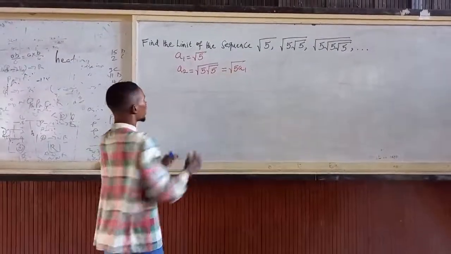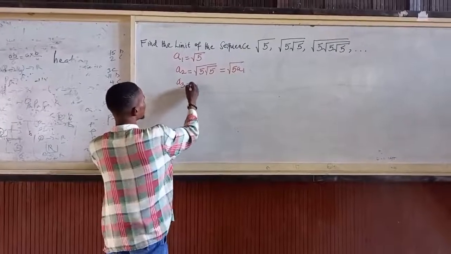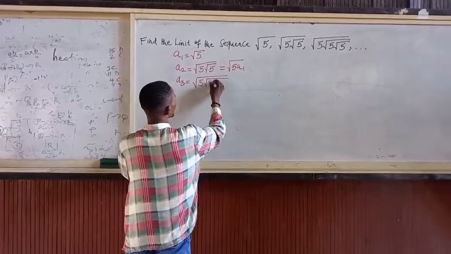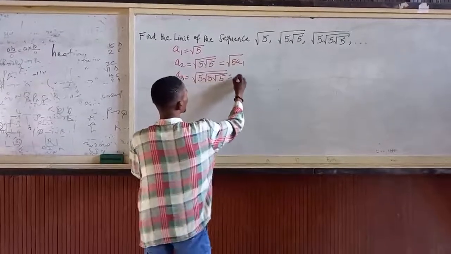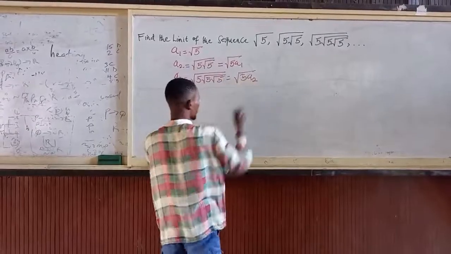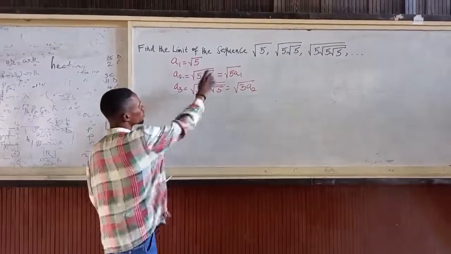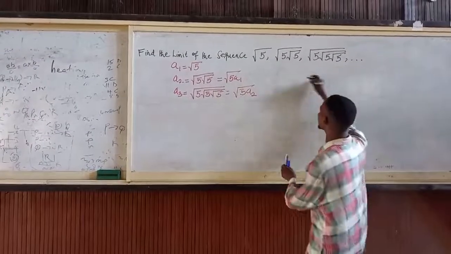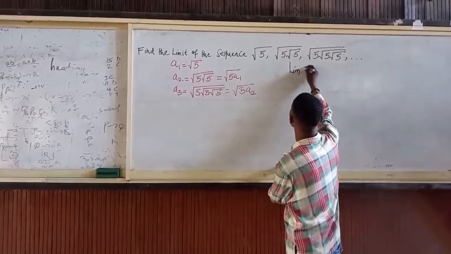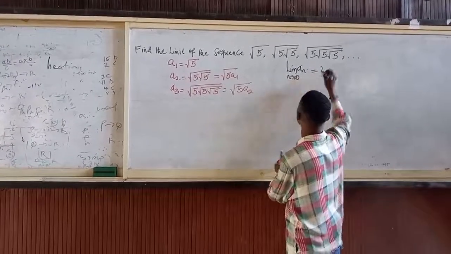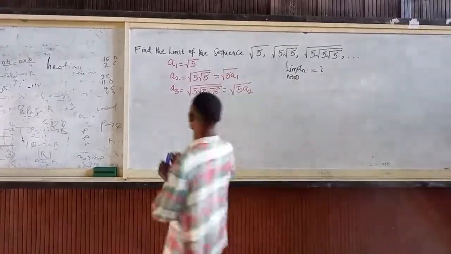a1. And the third term, a3, which is what? The root of 5 root 5 root 5, which is what? Root 5, which is what? A2. Now for me to find the limit of this sequence, I need to find the nth term of the sequence and take the limiting value of the nth term at which n tends to what? Infinity.